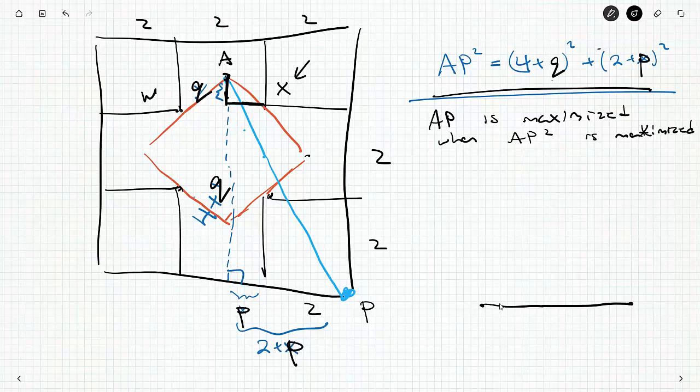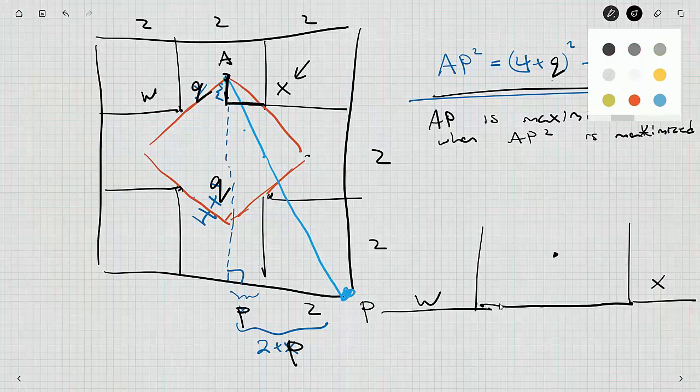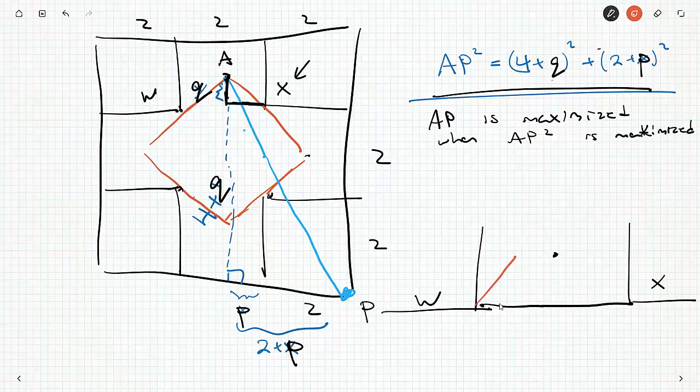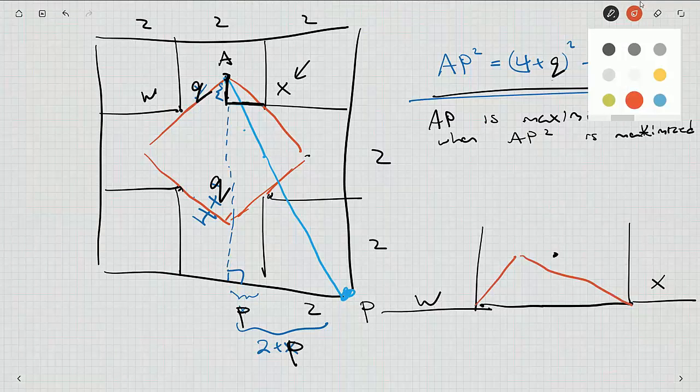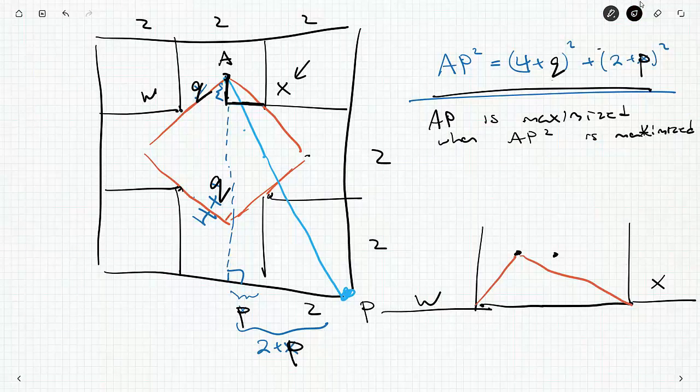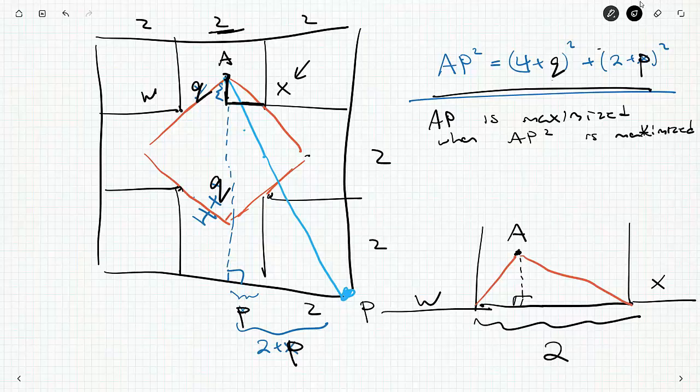Now, let's zoom in and focus on this for a second. Because as I say, I think we can relate P and Q in some way. So there's W, there's X, and we get A up here. Let's make him a little more lopsided this time. So we get A up here, and drop this perpendicular down here. Now the distance between W and X is 2. So we go over by P, up by Q. So I guess this distance here is 2 minus P.